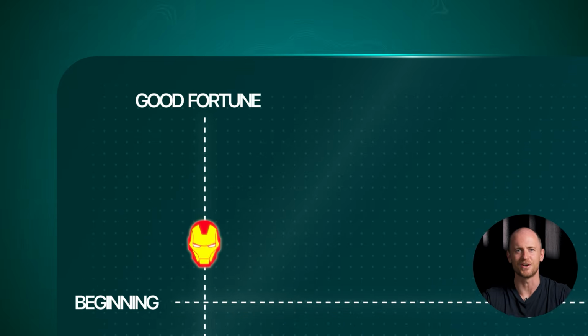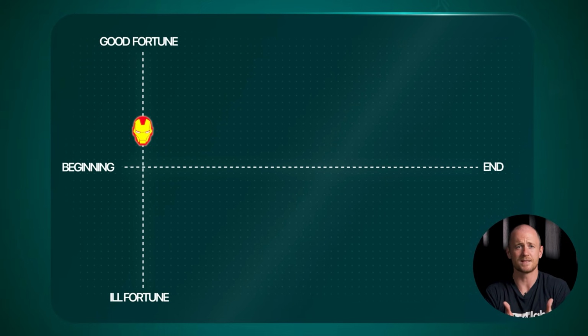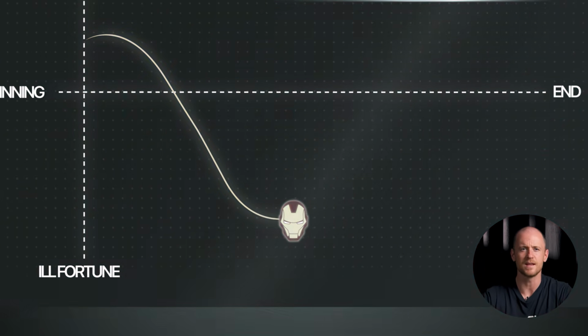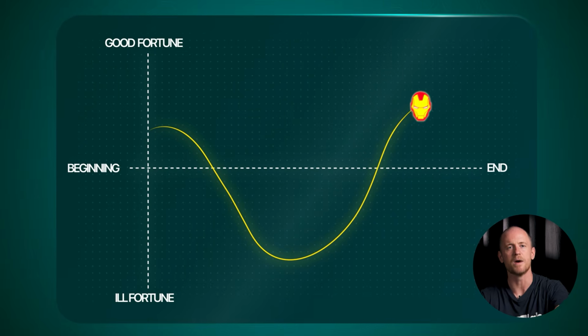Here's the story of Iron Man. Tony Stark starts off at top right, rich, famous, untouchable. But then he gets kidnapped, trapped in this cave, injured, helpless. But he doesn't stay there. He then builds something, escapes, and ends up at a much higher state. But let's see one more example.